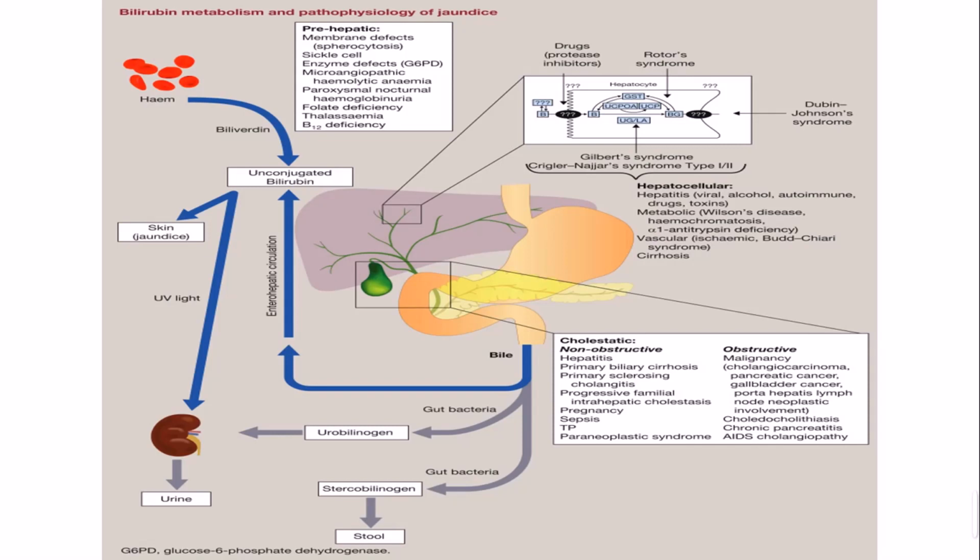This could be because of hepatitis, primary biliary cirrhosis, and even in pregnancy the bilirubin level goes a little high. And in the case of paraneoplastic syndrome, it is seen that these conditions interrupt the removal of the bile or bilirubin from the body system. So this is how the pathophysiology works.